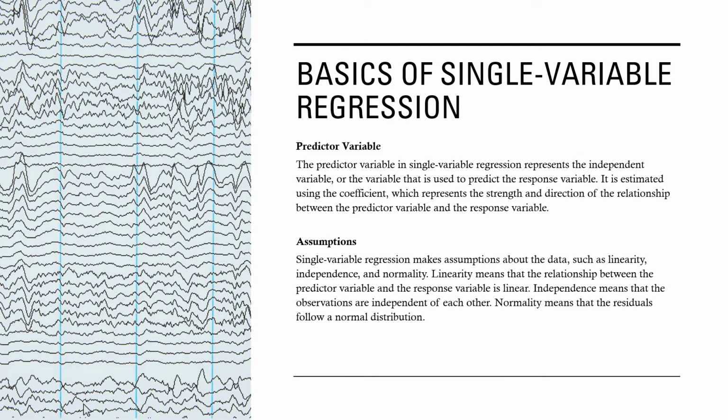Single variable regression involves estimating the coefficient of the predictor variable, which represents the strength and direction of the relationship between the predictor variable and the response variable. It also makes assumptions about the data, such as linearity, independence, and normality.